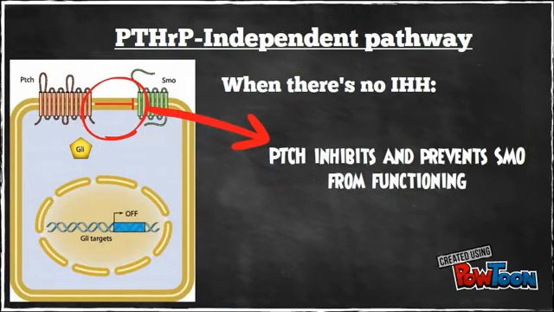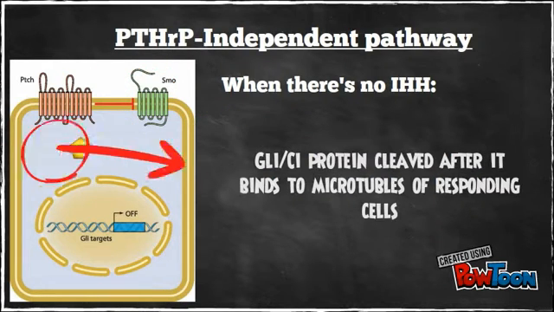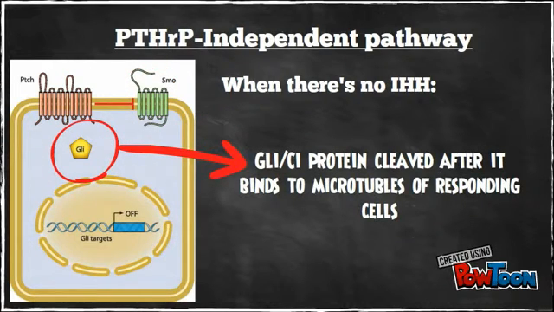When there is no Indian hedgehog, the patch protein inhibits and prevents the smoothened protein from functioning. The smoothened protein is inactive and it causes the degradation of the Gli protein. The Gli protein is then cleaved after it binds to microtubules of responding cells.